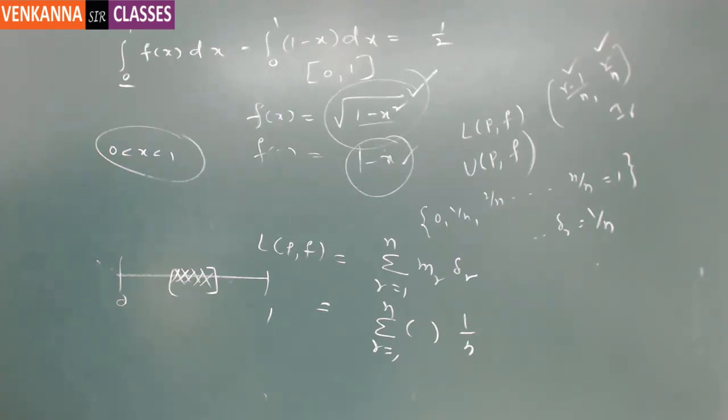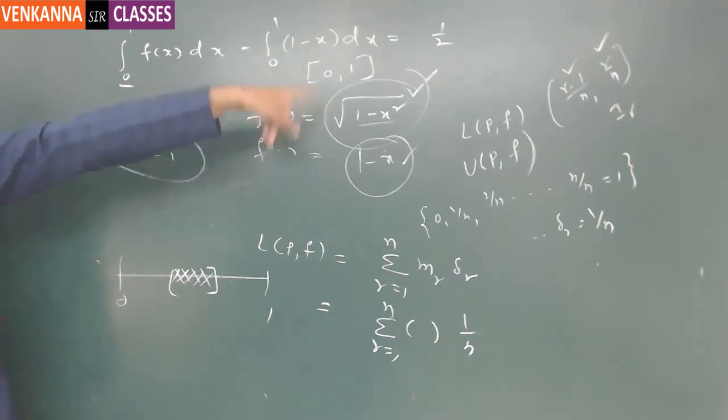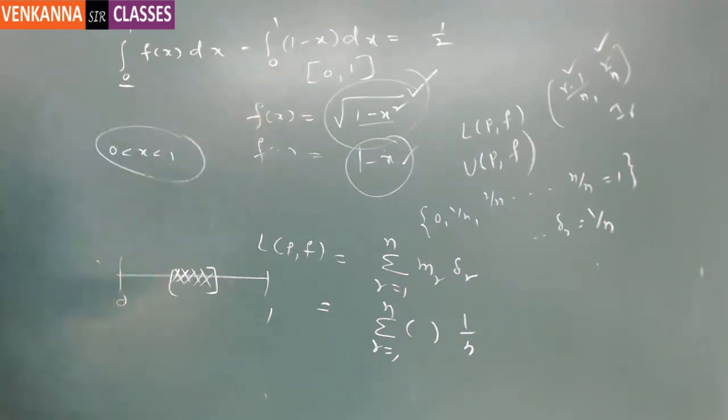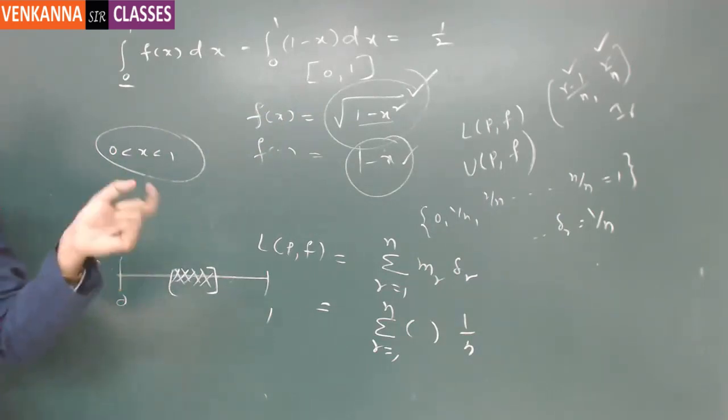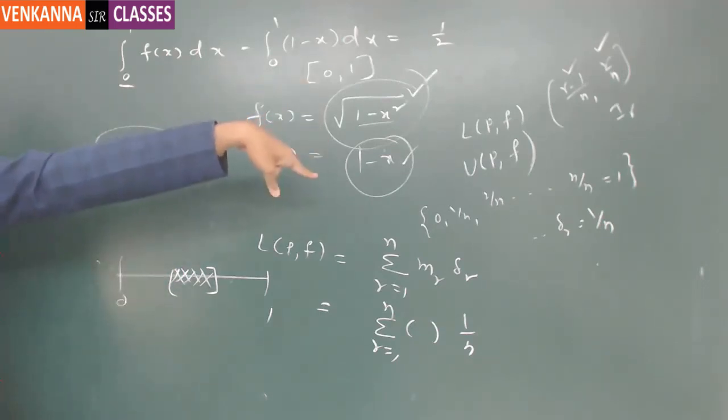So again you can do that for (r minus 1)/n and r/n, whatever the number it may be. You can take any endpoint, because the infimum and supremum are not based on the interval endpoints, they are based on the function values. Because (r minus 1)/n may be rational or irrational, whatever the case may be. So here the infimum and supremum are not based on the endpoint, they are based on the function values.